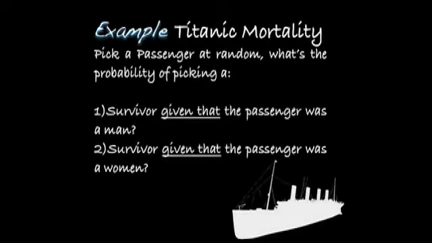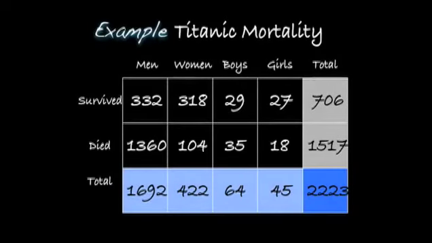For example, the Titanic mortality. Pick a passenger at random. What's the probability of picking A? Question 1. Survivor, given that the passenger was a man. Question 2. Survivor, given that the passenger was a woman. Here's the table.